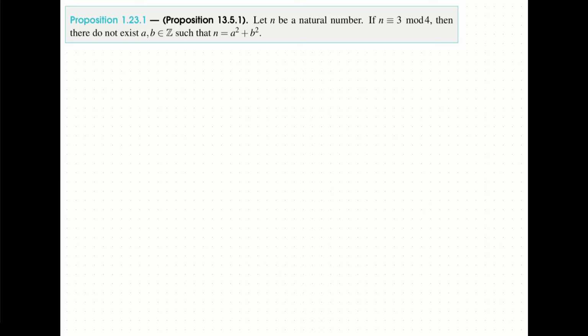So let's go ahead and say we have a natural number n. So now we're back in the integers. If n is congruent to 3 mod 4, then there do not exist a and b such that n is equal to a squared plus b squared. And so here's the idea for this. So we're working over the integers modulo 4. So proof.